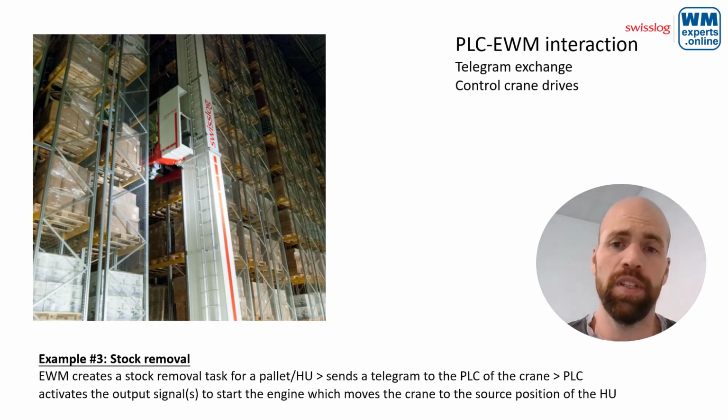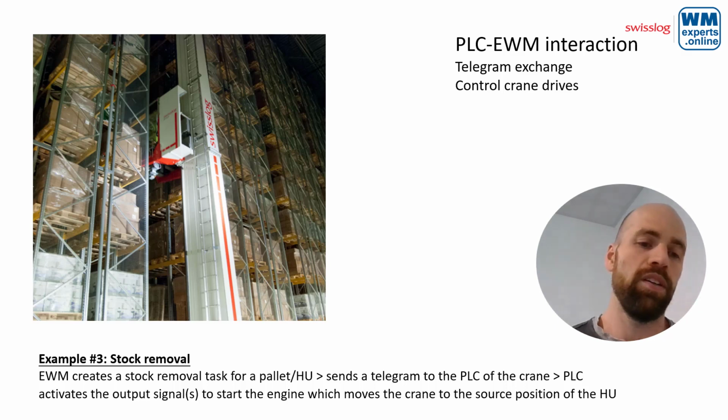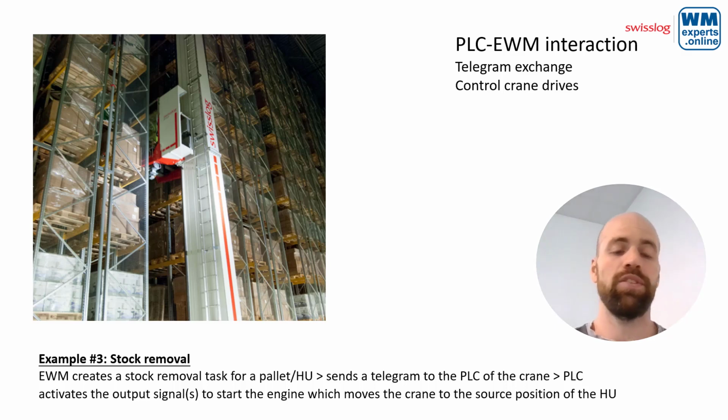Last example here, also an example that most of you might know from your projects. So EWM creates a task for stock removal from an automated high bay. In order to process this task, it needs to send a telegram to the PLC. The PLC receives a telegram which contains the information to remove the pallet X from bin Y.